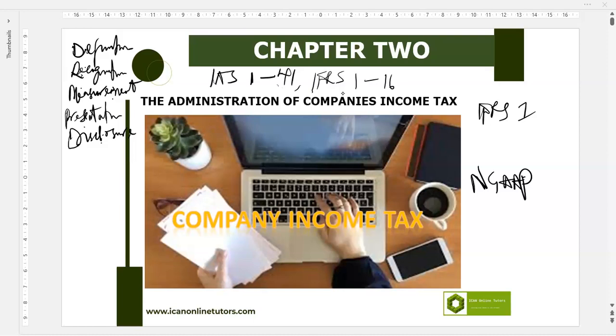Today we'll be looking at the administration of computation. Because this is an income tax class, we will only be focusing on income tax. Under income tax, we have the company's income tax and the personal income tax. That's what we'll be discussing all through to the end of this diet. We also discuss capital gains tax, because capital gains tax is a tax on profit.